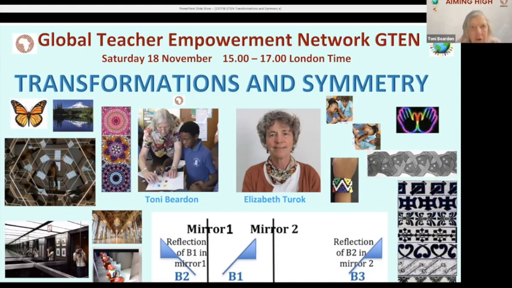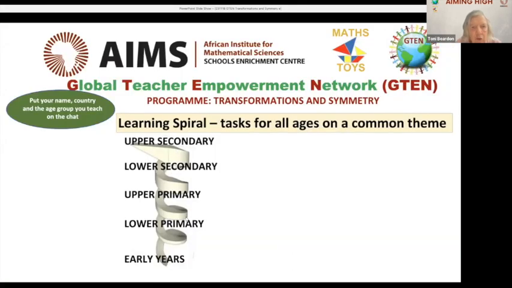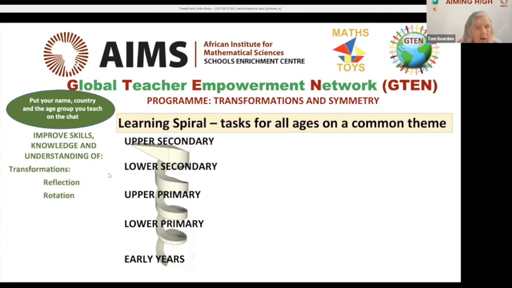Okay, now to the program. What are we going to be talking about and thinking about this afternoon? Well, as usual, we are featuring this spiral learning. So we're going to start with what sort of things you teachers could do with the very youngest children and gradually make our way up this spiral, adding more and more ideas, but always about transformations and symmetry. The topics we'll be investigating and learning more about are transformations, and they include reflection, rotation, translation, and glide reflection, four of them.